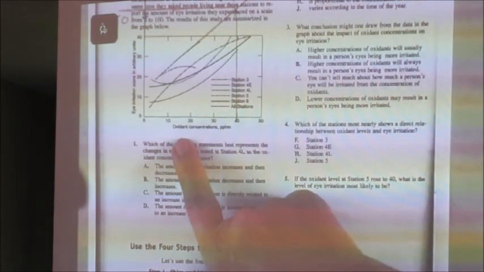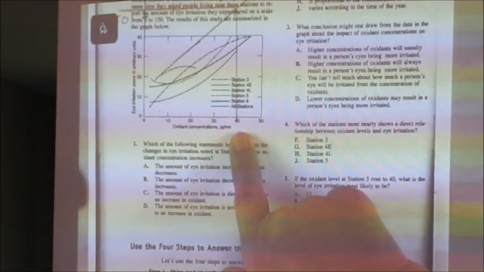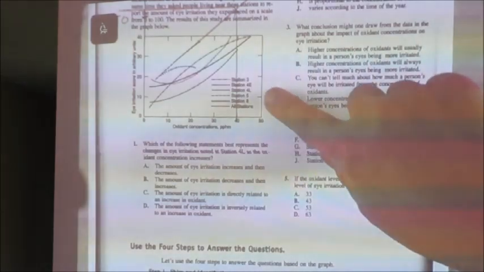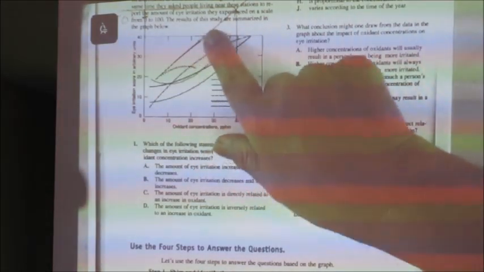Another typical ACT type question is extrapolation. On this graph, they have plotted eye irritation. I would suppose eye irritation is measured as how many times you rub your eyes per minute. Eye irritation in arbitrary units, and the x-axis is oxidant concentration, and they have compared the different oxidant concentrations on these graphs. And question number 5, it says if the oxidant level at station 5 is this set of data.